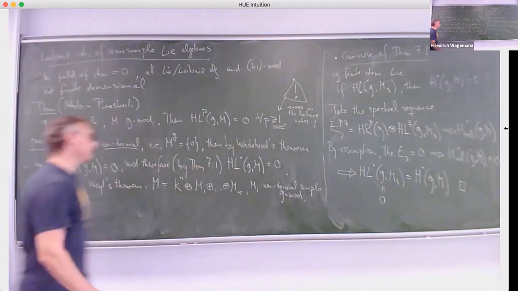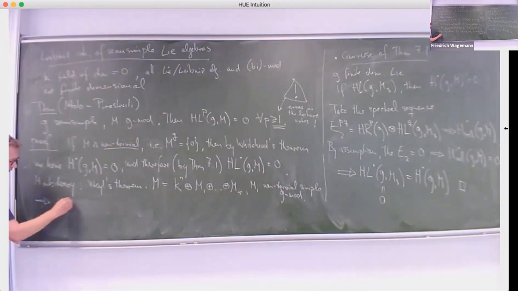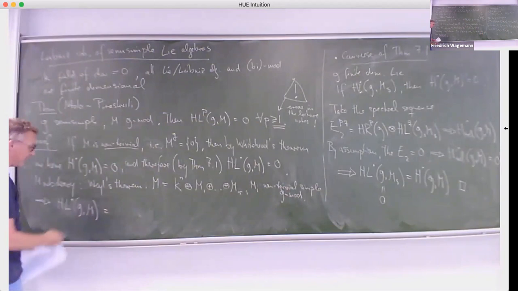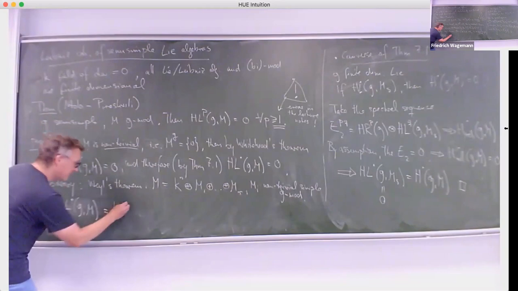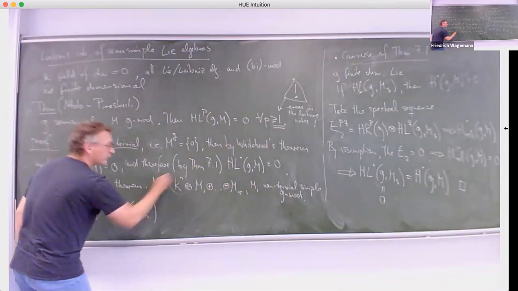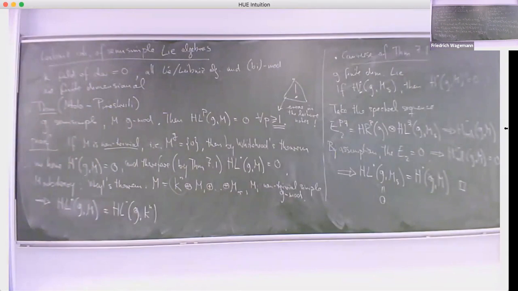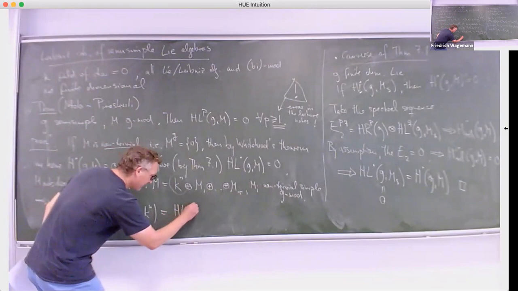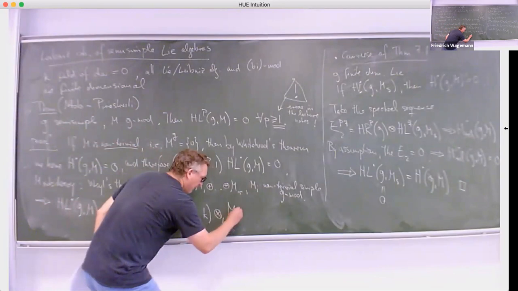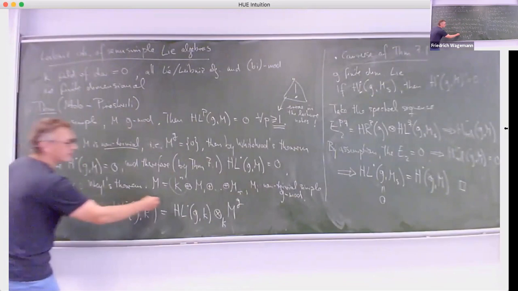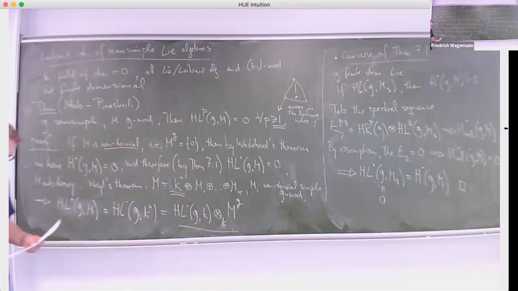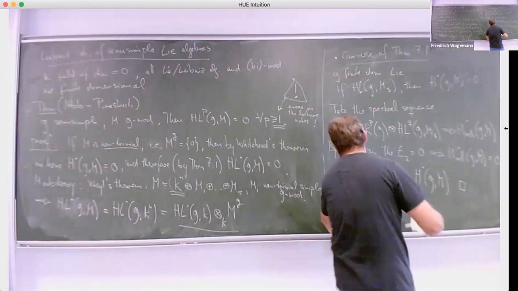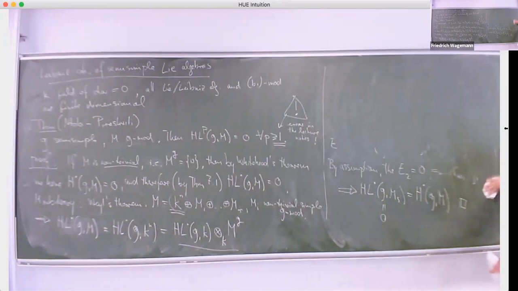And then HL of (g, M), this functor is additive in the coefficient variable. So only the trivial term survives, because we have already shown that it is zero for the non-trivial simple modules. And this we can also write as HL(g, K) with the space of invariants, because the space of invariants is exactly this K to the n. So maybe this is a more familiar form. This means that it is enough to show our theorem for the trivial one-dimensional module.